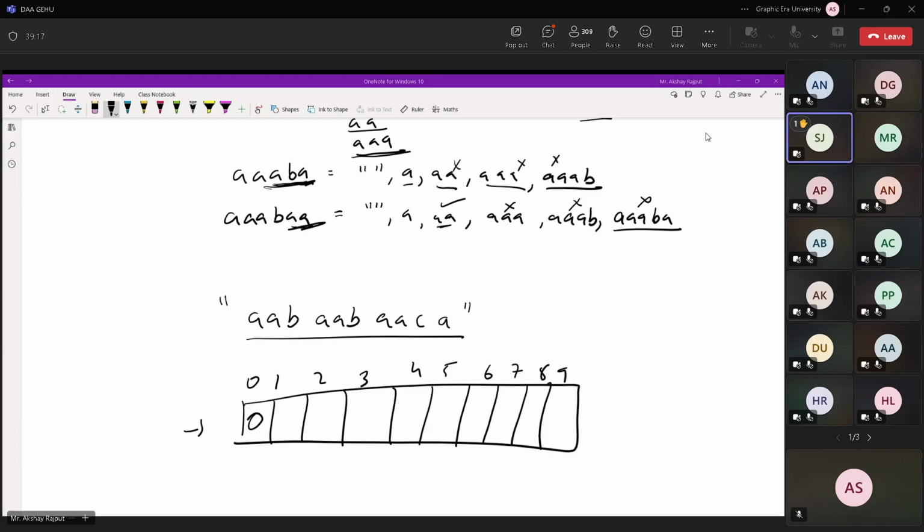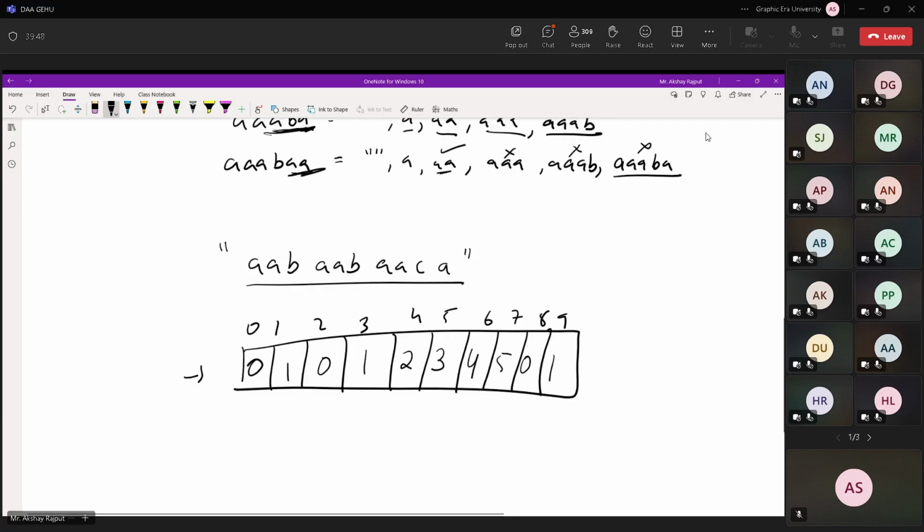Yes, sir. The array would be 0, first is 0, second is 1, then 0, 0, 1, 1, 2, 2, 3, 3, 4, 4, 5, and then 0 and 1. Good. Very good.